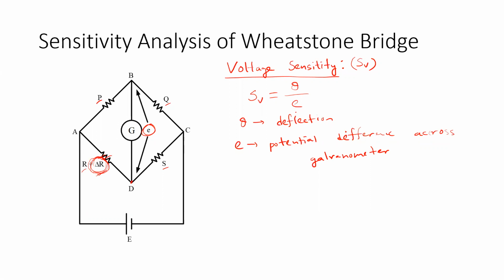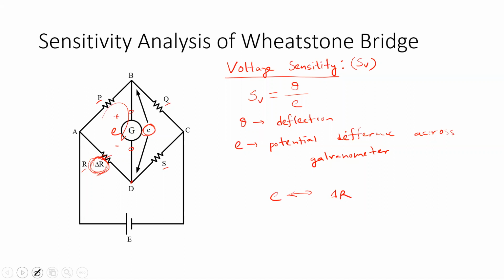Now our goal would be to determine an expression of E, and we are going to relate it with delta R. If we can find an expression of E with respect to delta R, then we can say what the voltage sensitivity of the device would be with the change in resistance delta R. So in order to determine this expression E, we are going to consider the two terminals across the galvanometer to be open circuit, and we are going to do some elementary circuit analysis to find the expression.